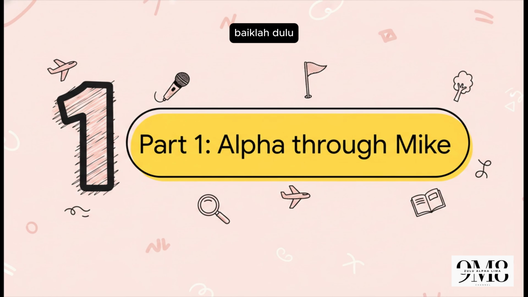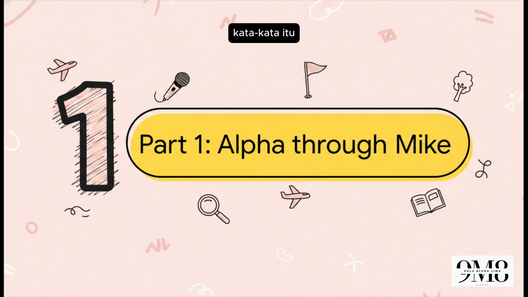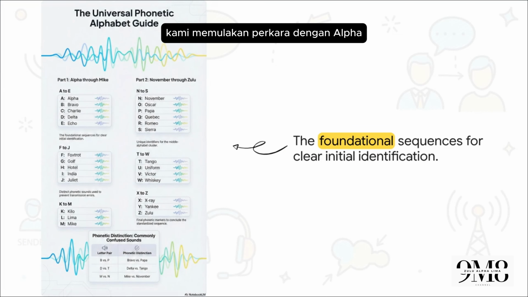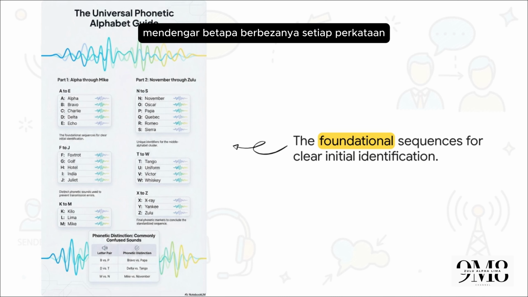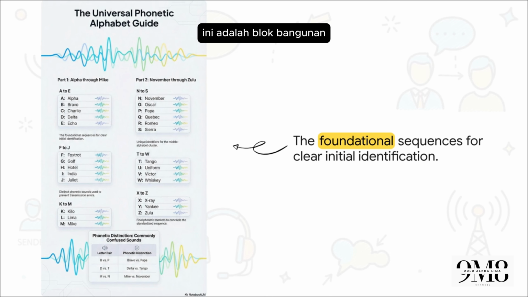All right, first up, let's tackle the first half of the alphabet, which runs from Alpha all the way to Mike. The whole key here is that the words are designed to sound as different from each other as possible, making them almost impossible to confuse. We kick things off with Alpha, Bravo, Charlie, Delta, Echo. Just listen to those for a second. Hear how different each word sounds? There is just no way you're going to mistake Bravo for Delta, even with a ton of background noise. These are the building blocks.